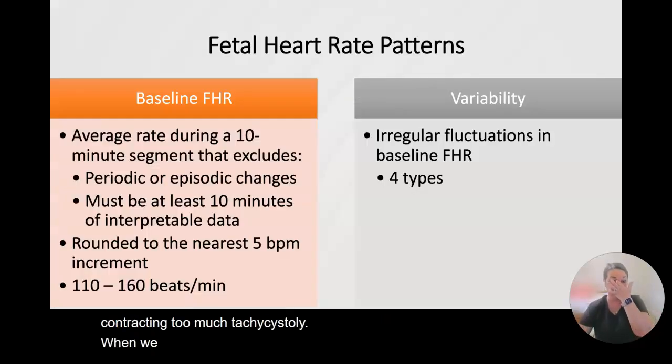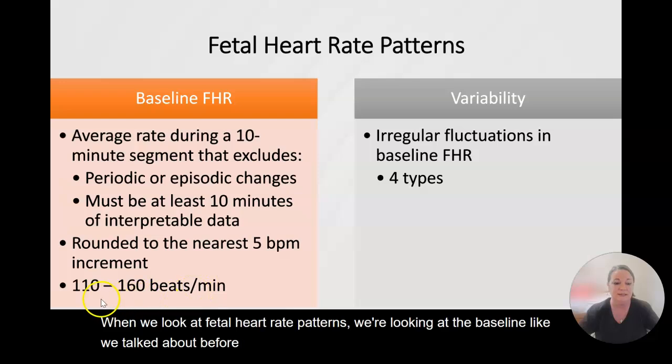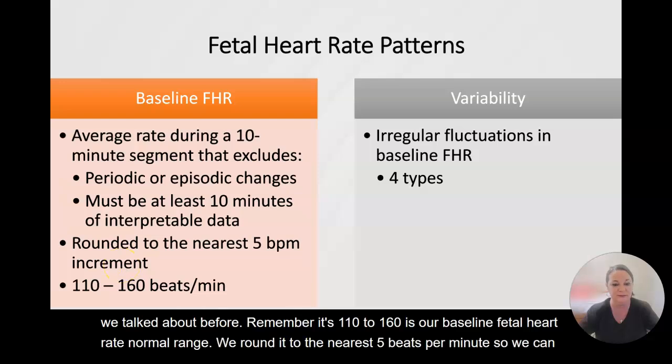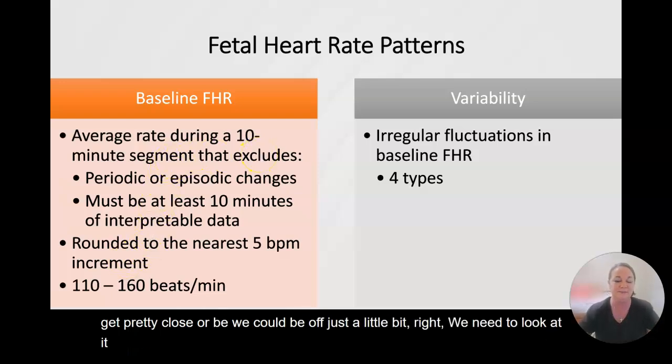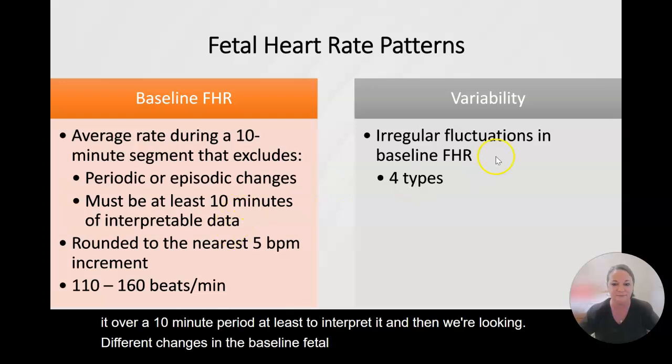If we look at fetal heart rate patterns, we're looking at the baseline like we talked about before. Remember, it's 110 to 160 is our baseline fetal heart rate normal range. We round it to the nearest 5 beats per minute, so we can get pretty close, or we can be off just a little bit, right? We need to look at it over a 10-minute period at least to interpret it. And then we're looking for different changes in the baseline fetal heart rate.